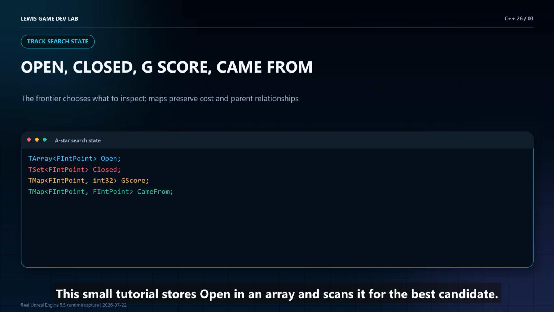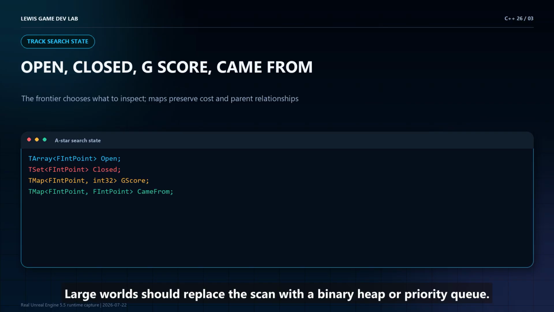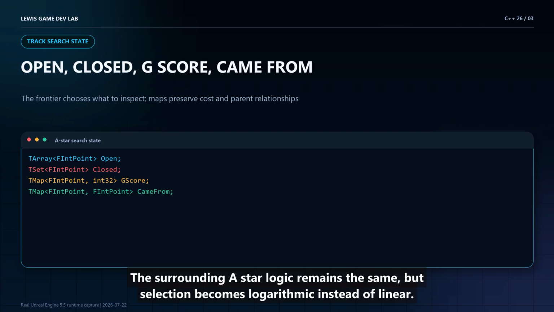This small tutorial stores open in an array and scans it for the best candidate. That is readable and perfectly adequate for 80 cells. Large worlds should replace the scan with a binary heap or priority queue. The surrounding A star logic remains the same, but selection becomes logarithmic instead of linear.